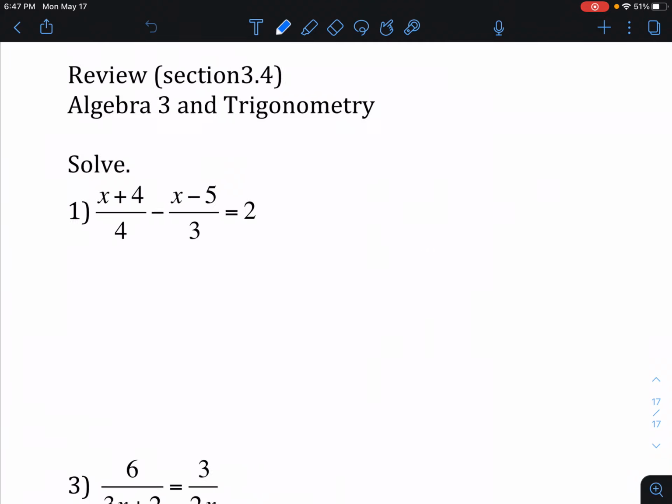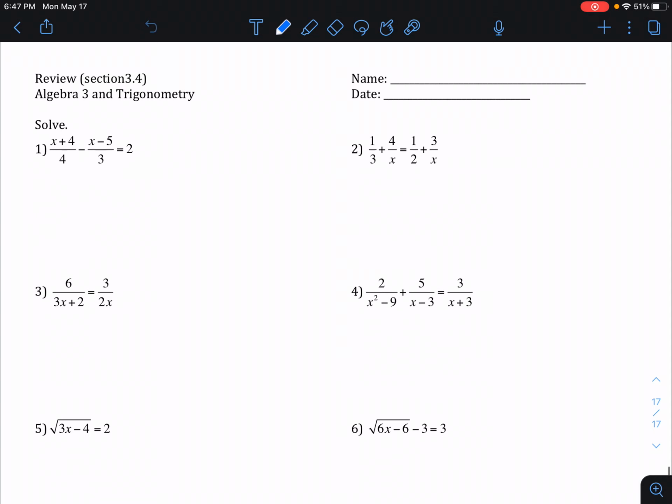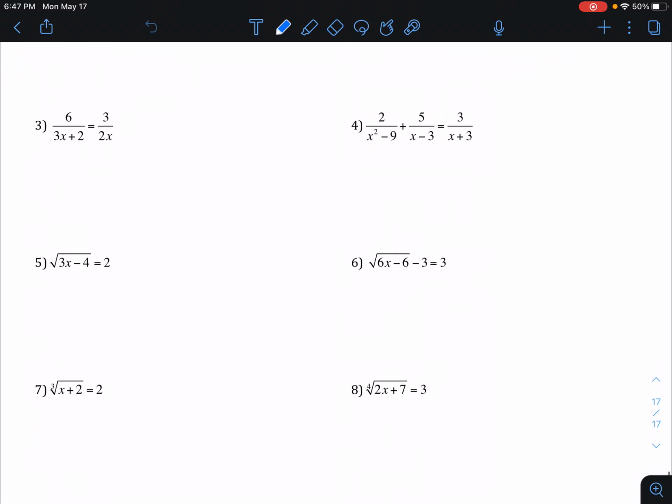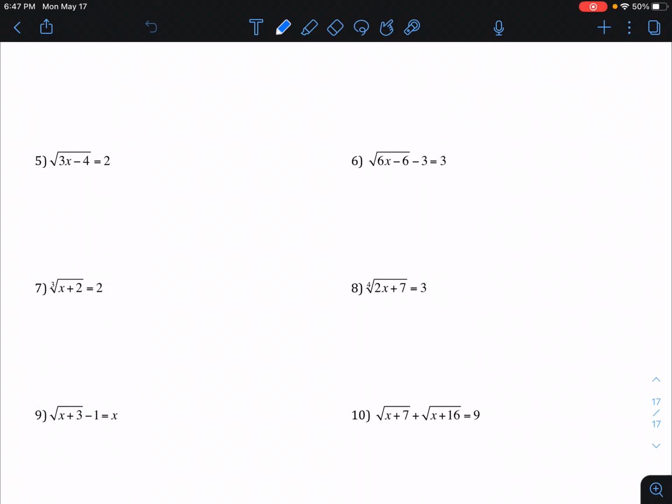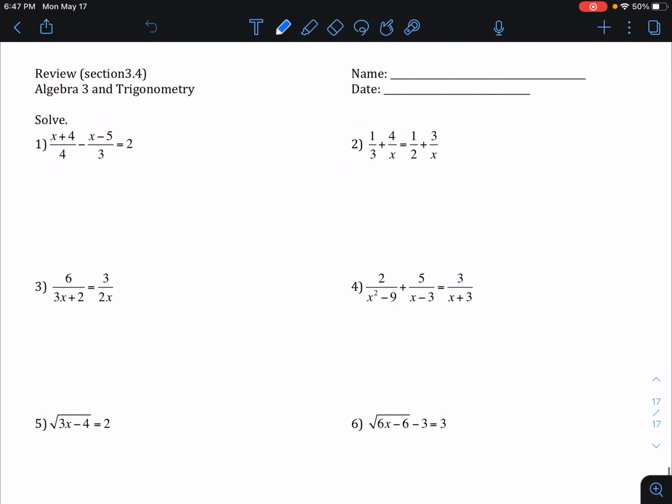Okay, guys, we're gonna do some of the review. That's at the end, the last page in the packet here. So we're gonna review section 3.4. We're gonna start off with the first four problems being rational equations, and then the last six are radical equations. I'm gonna make this video about 20 minutes, so not sure if I'll get done with all 10 because I am going to be doing the checks. So if I don't finish, I'll make sure the answer key is up for you guys.